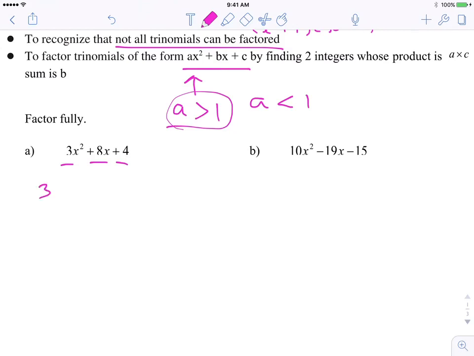So again, you might look at 3 is 1 times 3. The factors of 8 are 1 and 8, 2 and 4. And the factors of 4 are 1 and 4, and 2 times 2. So these have something in common, but 1 and 3, there's no 2 here. So I'm kind of stuck. I can't take out a GCF.